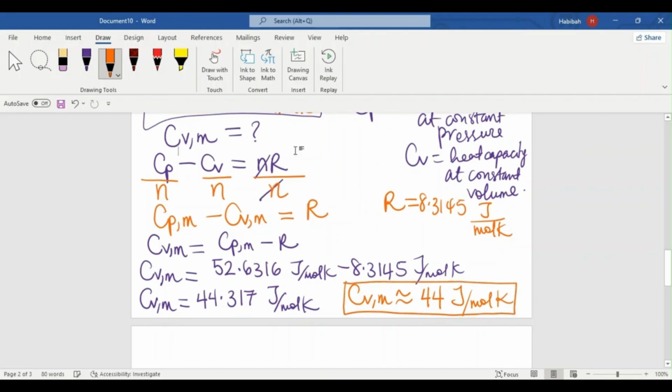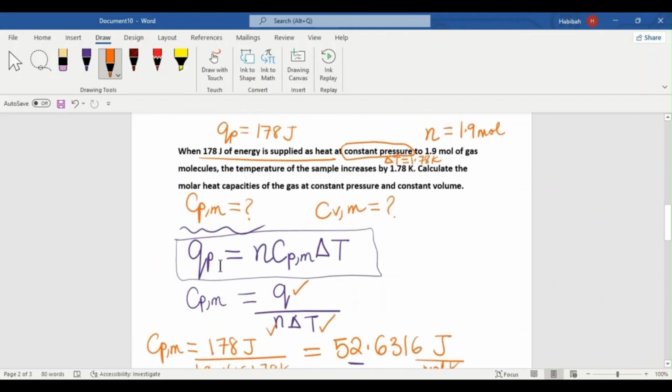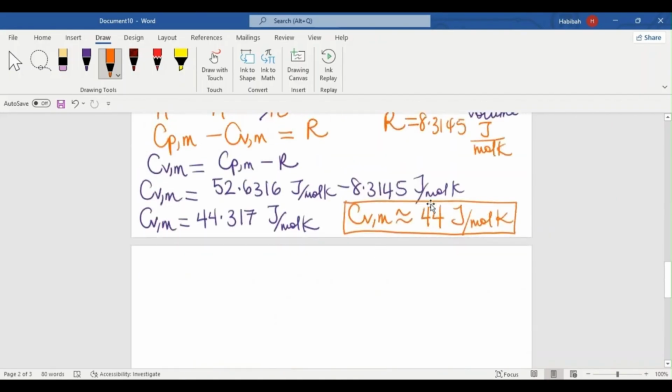And you may be confused about how we get 44. Well, let's not forget our question. The smallest value that we're given in the question is two sig figs. So we have to approximate our information to two sig figs, and we have 44 joules per mole Kelvin.